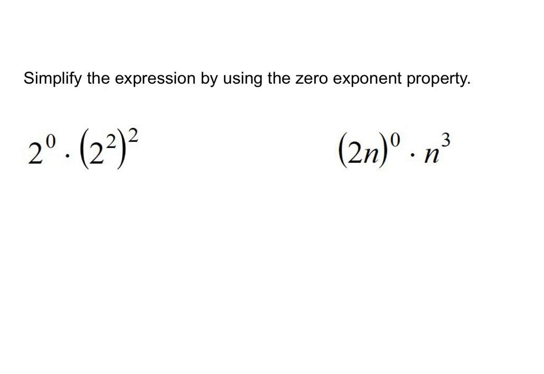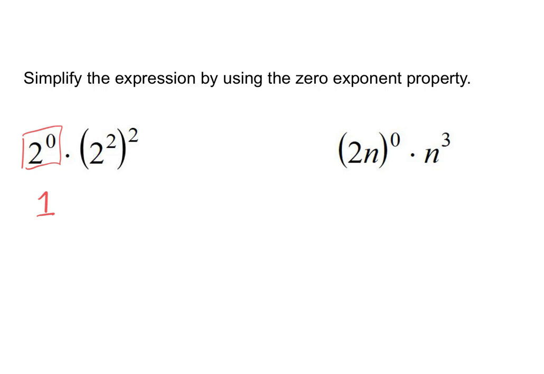So here we have a few examples. I want to simplify the expression by using the zero exponent property. A zero exponent is going to equal 1. So this first term, because I have 2 to the 0 power, that really means the number 1.